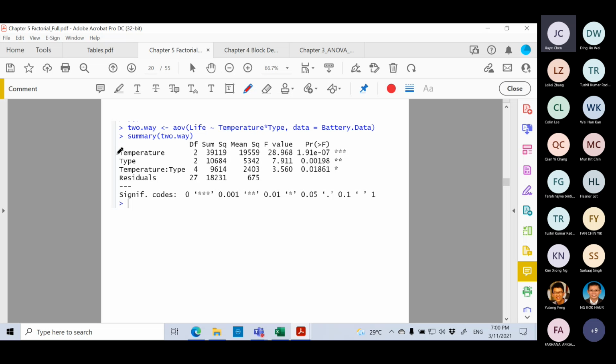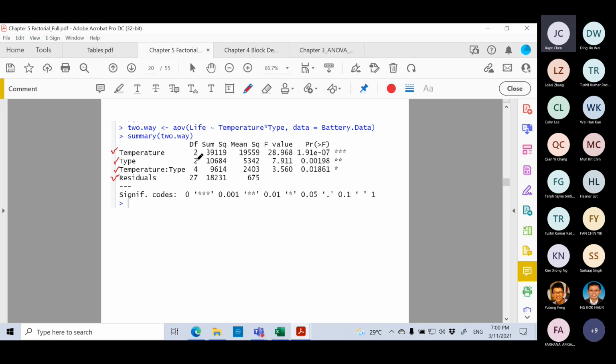Okay, so therefore you can see that you have temperature, the second one is type, the third one is the interaction, and the fourth one is your residue. Here they call it residue; in fact, it's the error, because different software use different names. You need to be aware that this residue is similar to what you have learned as the sum of squares for the error, the SSE.